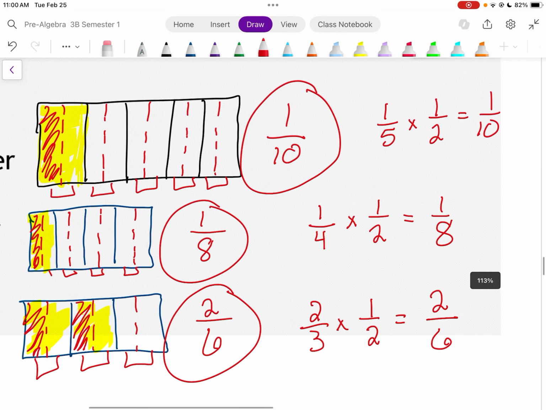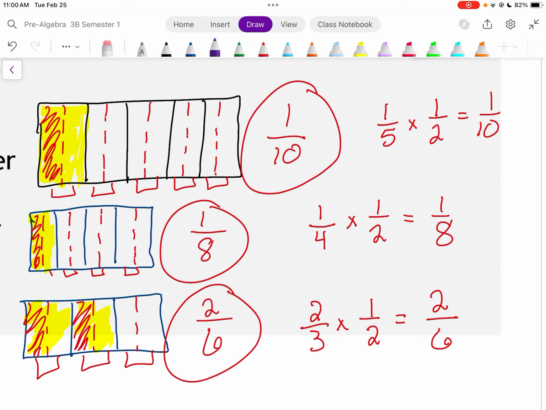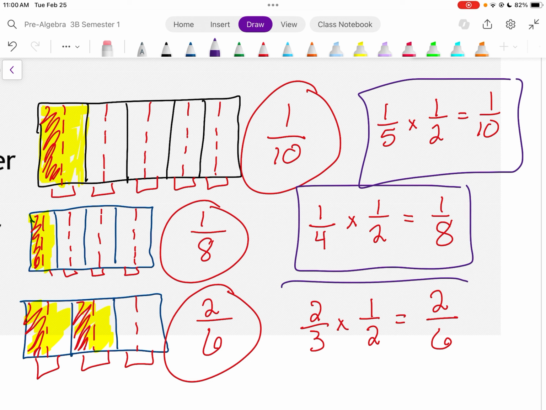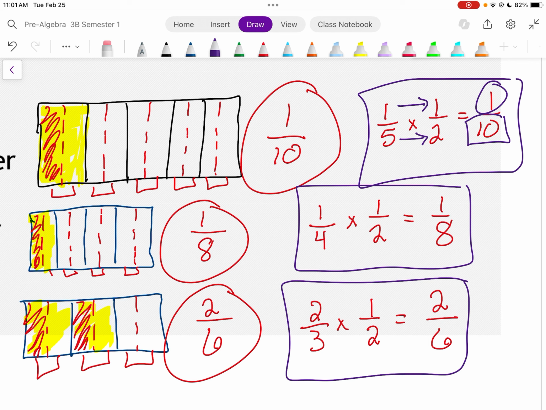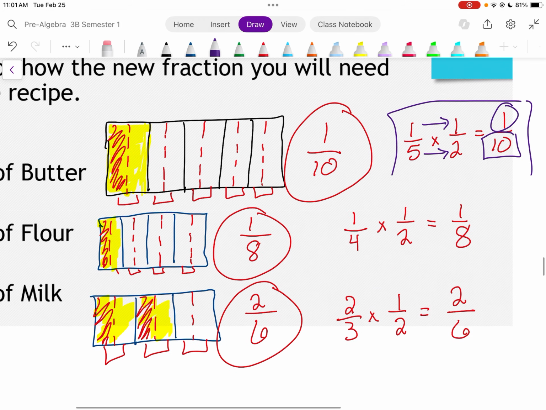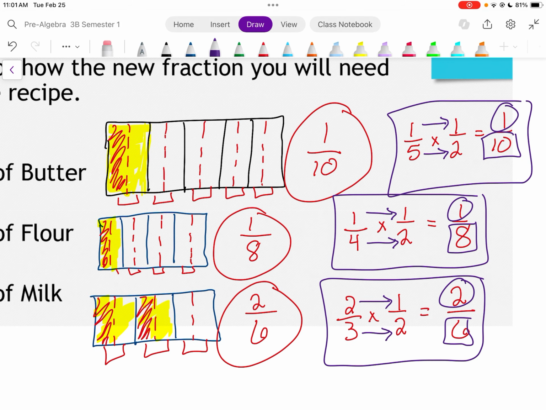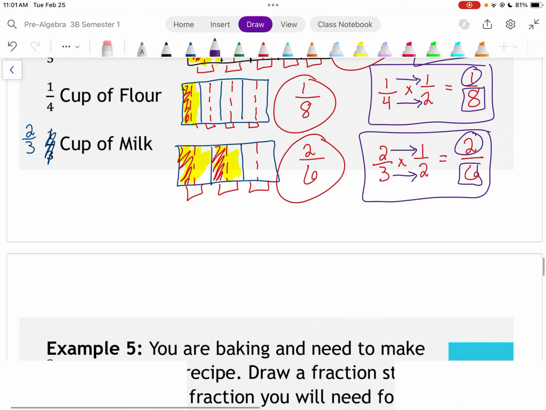Now, looking at these math problems that we just did, both with a diagram and mathematically, is there anything you notice about these math equations over on the right? Hopefully, what you notice is if you multiply the top numbers, you get the numerator, and if you multiply the denominators, or the bottom ones, you get the denominator. And that works for all of these. So 2 times 1 is 2, 3 times 2 is 6. And that is exactly how you are going to multiply fractions together. You take the numerators multiplied and then the denominators multiplied.